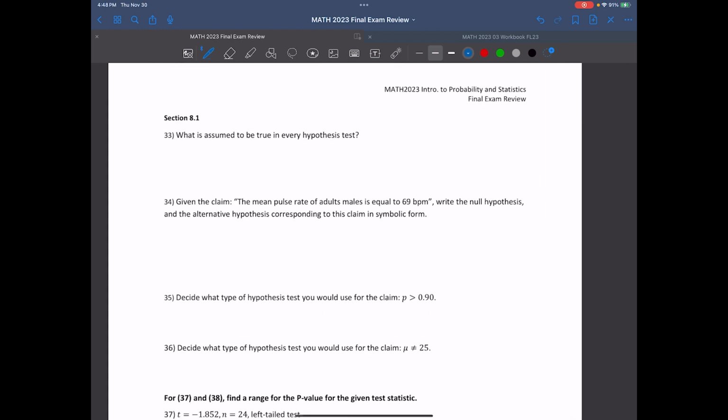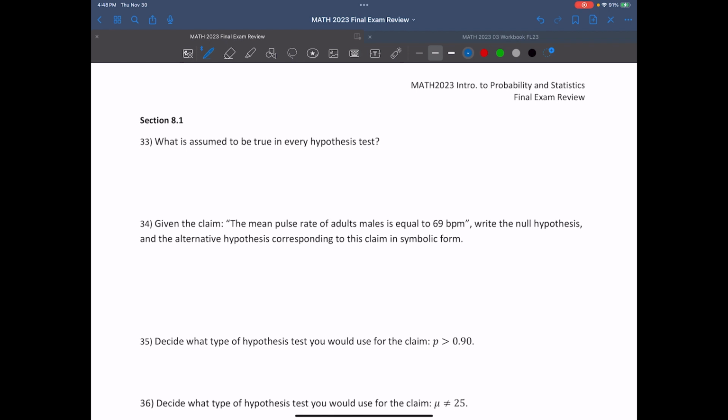Now, on to chapter 8. In chapter 8, we're working with hypothesis testing. So what is assumed to be true in every null hypothesis? That is to say that H naught is true. The null hypothesis is assumed to be true. And again, this is the notation that we use for null hypothesis, H sub 0 or H naught.